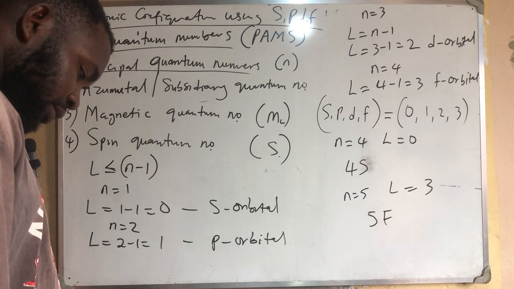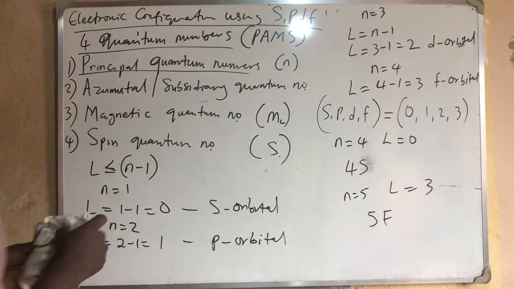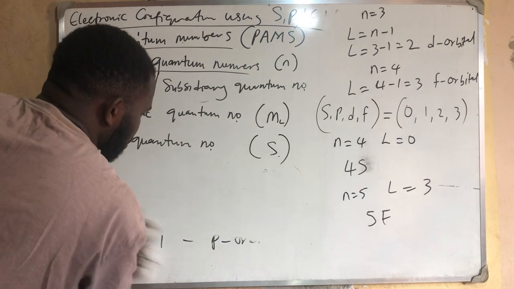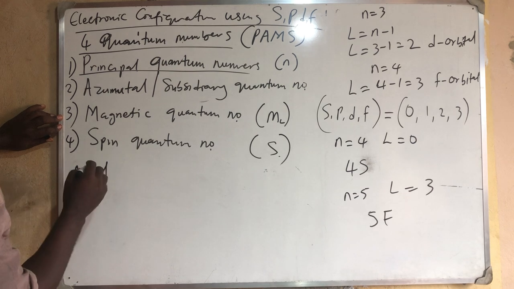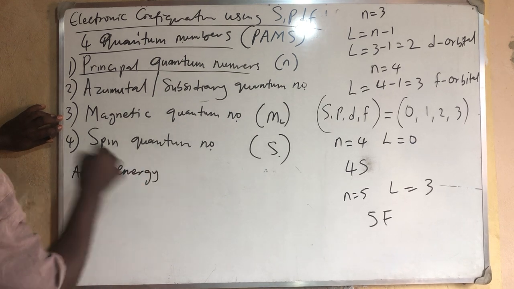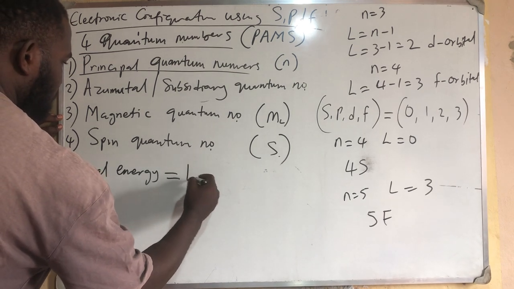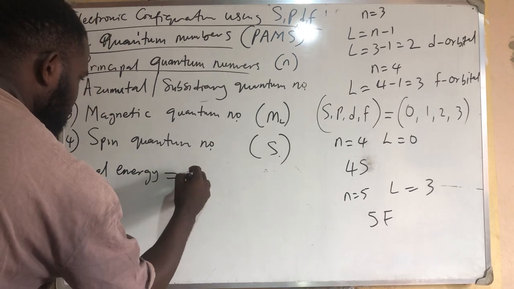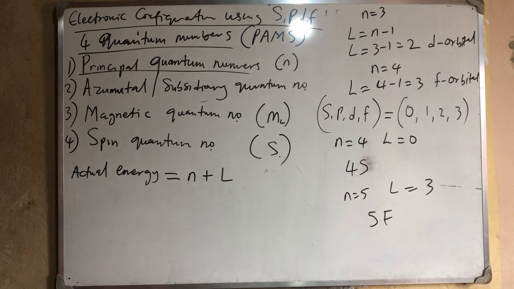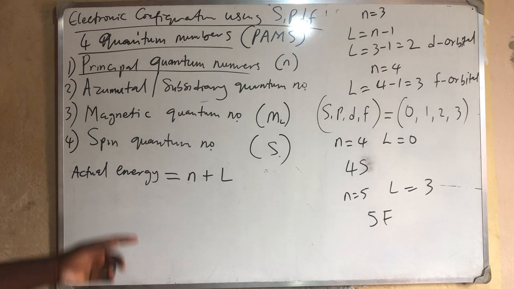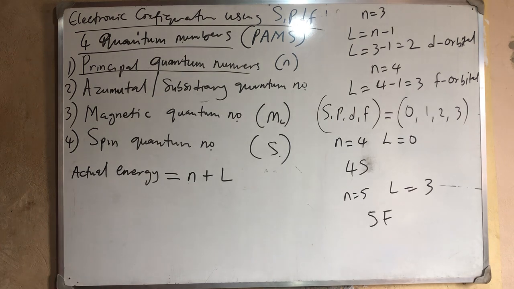So another thing that we can use this azimuthal quantum number to determine is the energy level. In other words, to determine the actual energy, they can ask you that in exam. To get the actual energy, the actual energy is simply equal to the principal quantum number plus the azimuthal quantum number. So write it down. Note, very, very important statement. To get the actual energy, it is the principal quantum number plus the azimuthal quantum number.